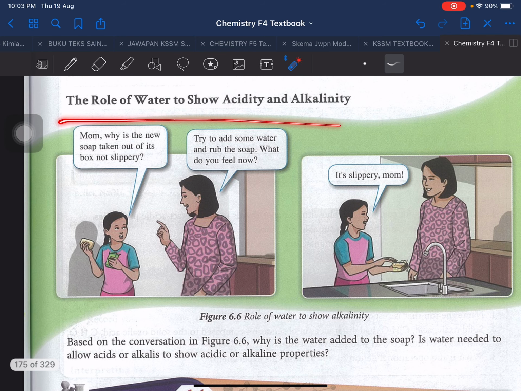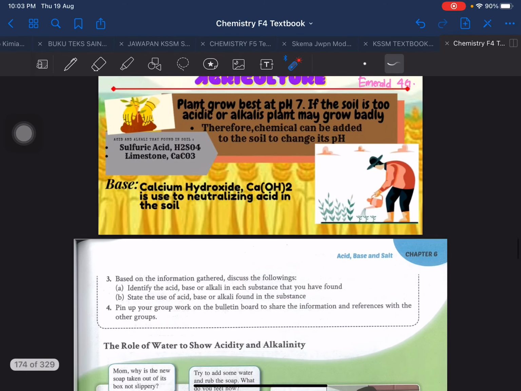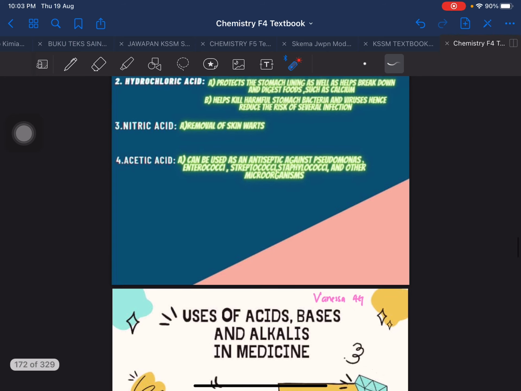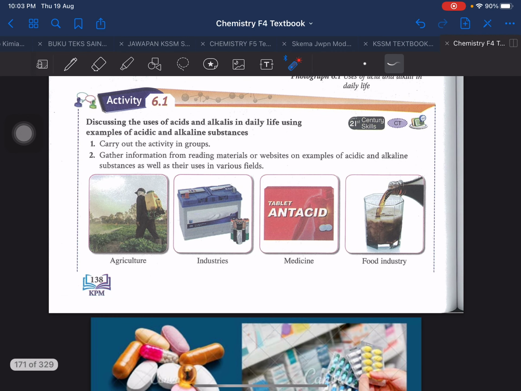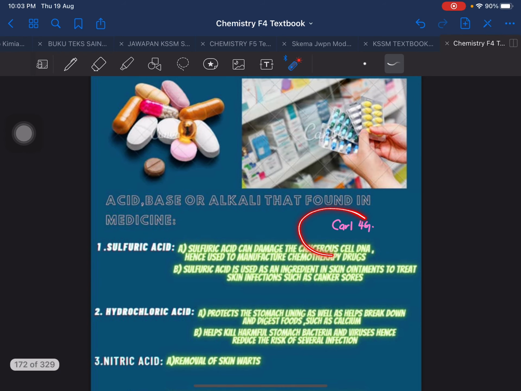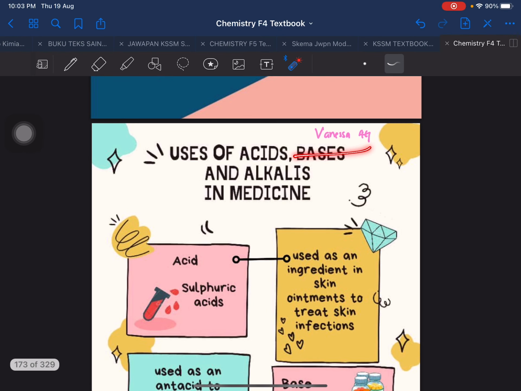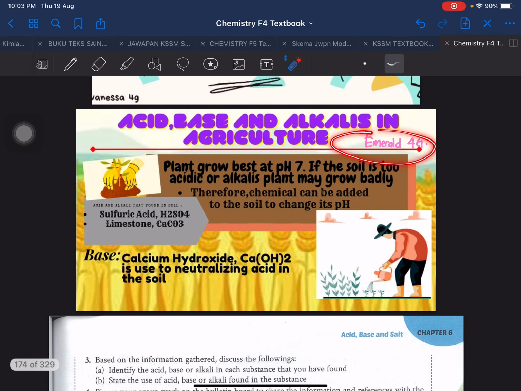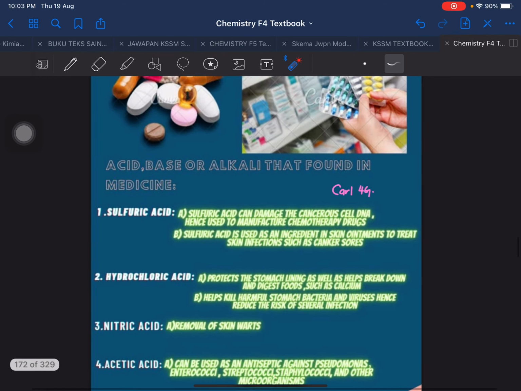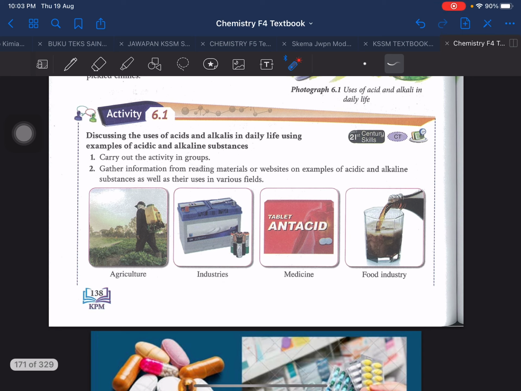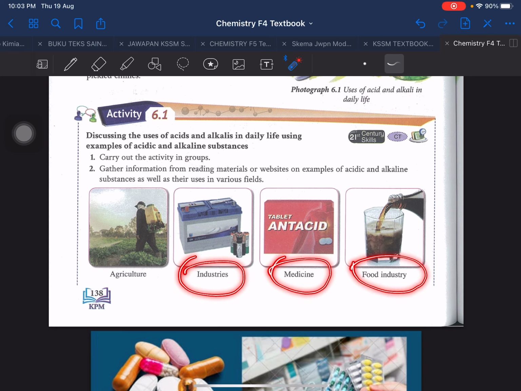Okay, before we learn about this chapter, I would like to thank these three students in 4 Gemilang, your class, for producing this very attractive poster. Last class I asked your friends Carl and Vanessa and also Emerald to produce posters about the uses of acids and alkali in a few fields such as agriculture, industries, medicine, or food industry.